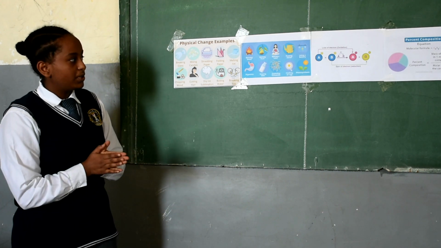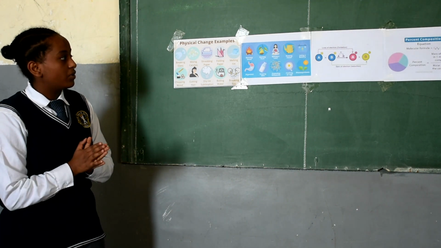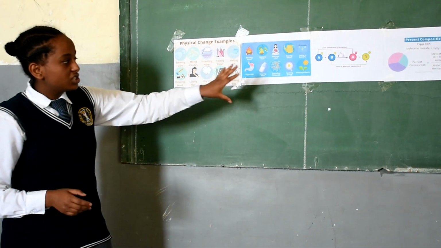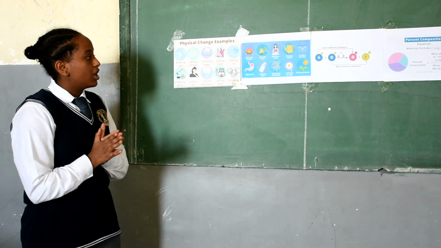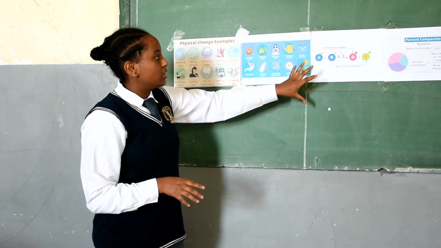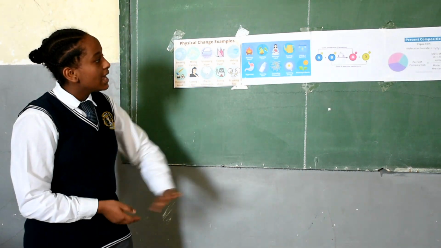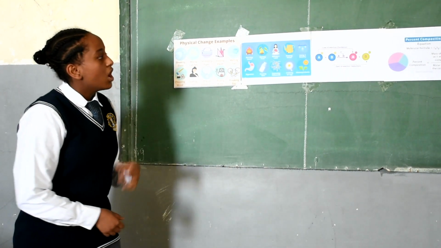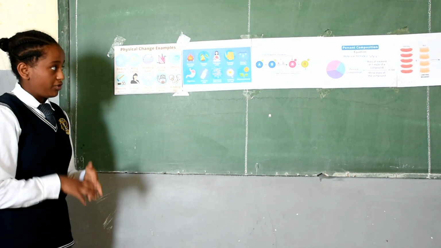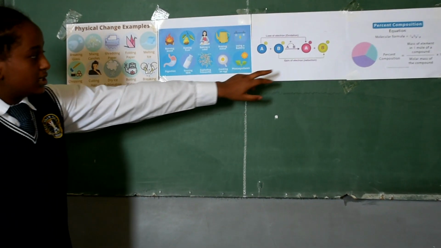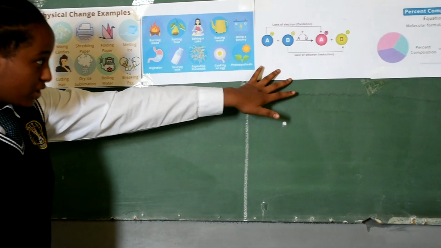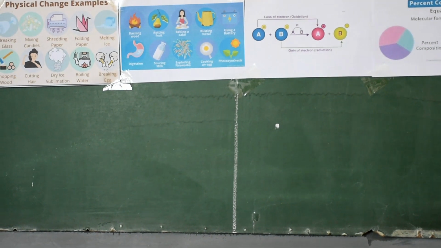The other topic I'm going to explain is oxidation and reduction reactions. Oxidation and reduction reactions are easily known as redox reactions. They have an old or traditional definition. The old definition of oxidation is the addition of oxygen and the removal of hydrogen, while the traditional definition of reduction is the removal of oxygen and the addition of hydrogen.